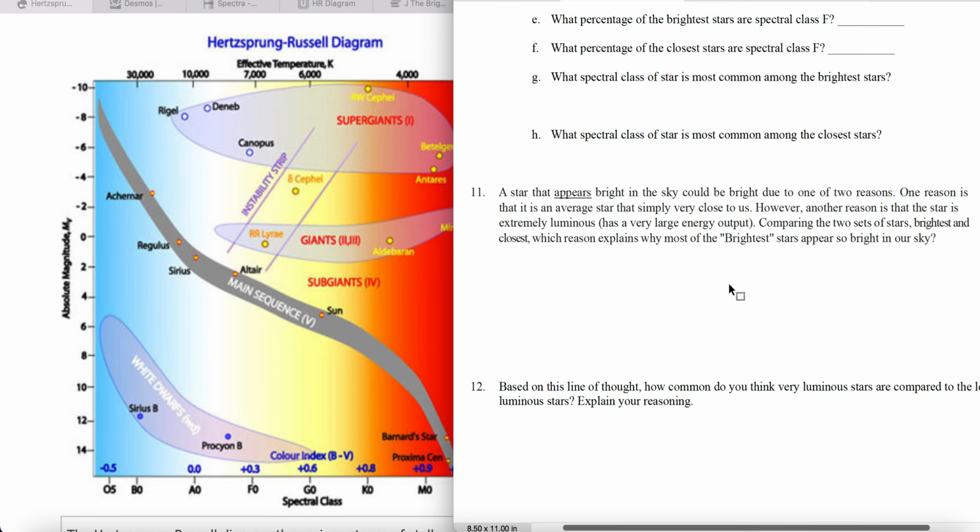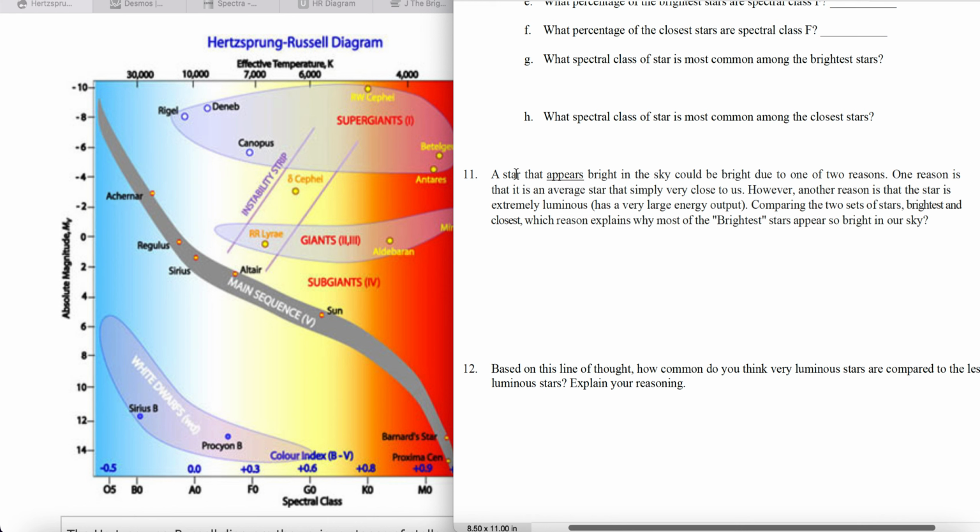So when you're all done with question 10, it says, now a lot of these are basically concept questions, so I'll only really touch on these because I don't want to give too much away.